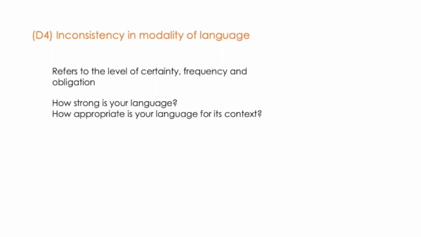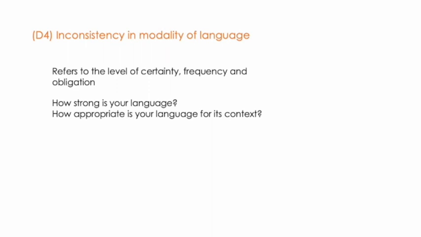Our final detractor for clarity is inconsistency in modality of language. Now, this is almost its own subtopic, and there's materials and resources and videos you can look to see this in more detail. I'll give just a couple of examples. Modality refers to the level of certainty, frequency, and obligation in writing. So ask yourself, how strong is your language and how appropriate is it for its context?